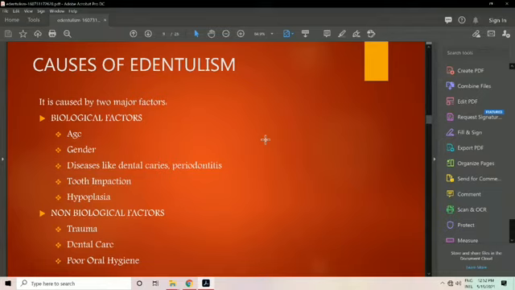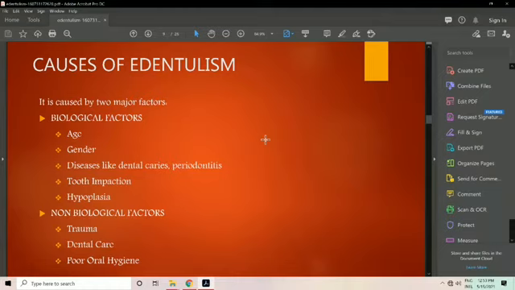The teeth will get mobile. There will be no support for the teeth. So what will happen when there is no support for the teeth, and the patient does not consult any dentist? Then there will be no chance of saving those teeth. So slowly what will happen? The teeth will start having mobility.